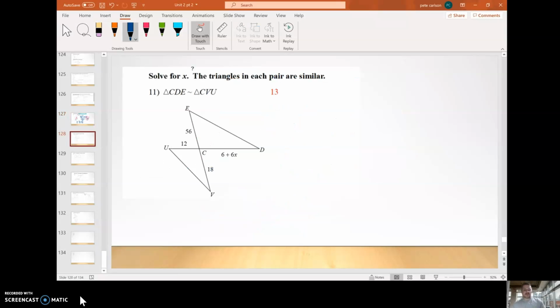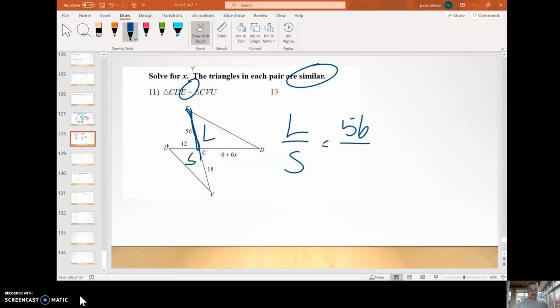Now, these 2 triangles are a little bit harder to understand. You have to make sure that you look, hey, we have a large compared to a small. They tell us it's similar, so we're going to compare large to small. Now, in the large triangle, 56 looks like the shorter side, doesn't it? So in the large triangle, 56 is the shorter side. In the small triangle, 12 is the longer side.